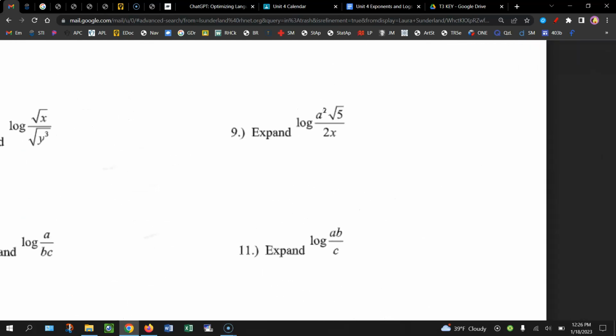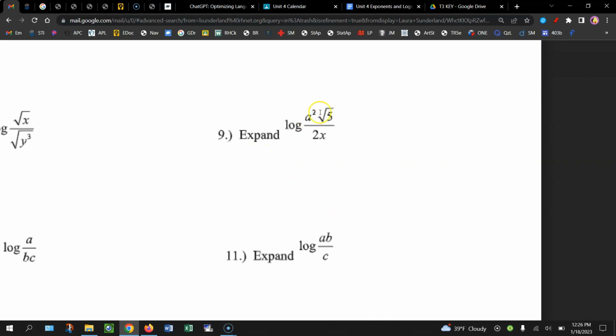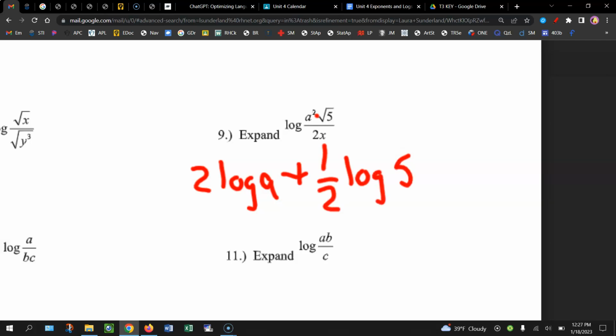All right, number 9. So you don't have multiple choice now. So when you are going to do this out, you have, in this case, a squared, so that power comes down front, so 2 log of a. There's multiplication happening here. When you see multiplication, you do addition, plus square root is power of 1/2 log 5.